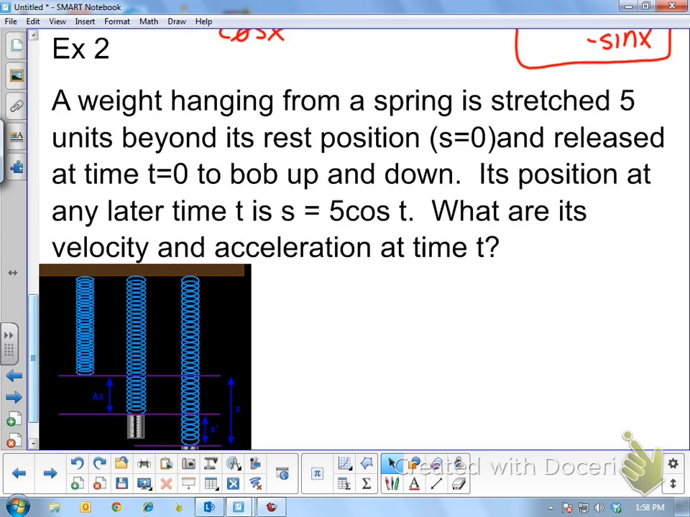Okay, so we just want to see the word example 2. A weight is hanging from a spring, and it's stretched 5 units beyond its rest position. When it's talking about rest position, that means what the spring would be at without any weight on. Wait, hold on. Sorry, I lied. Rest position is where it is with the weight on. So this one is our rest position. The spring is stretched a little bit because it has the weight on.